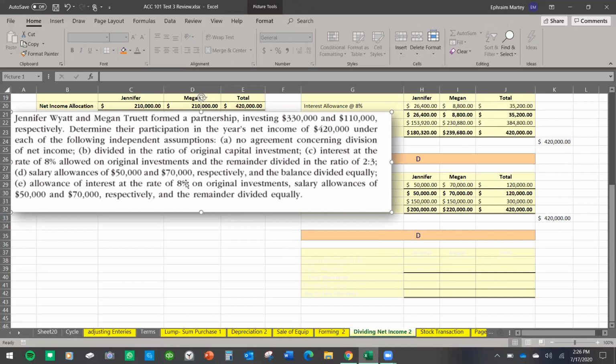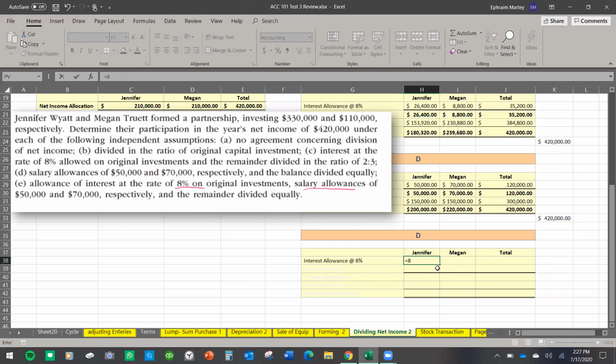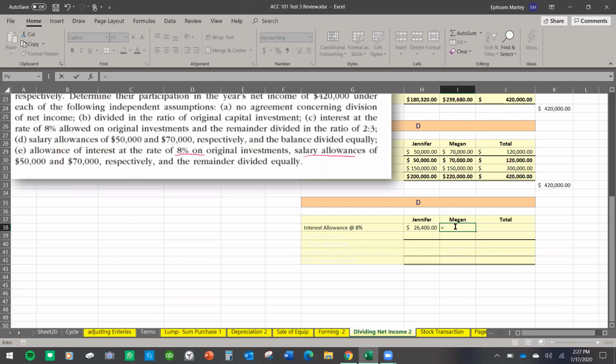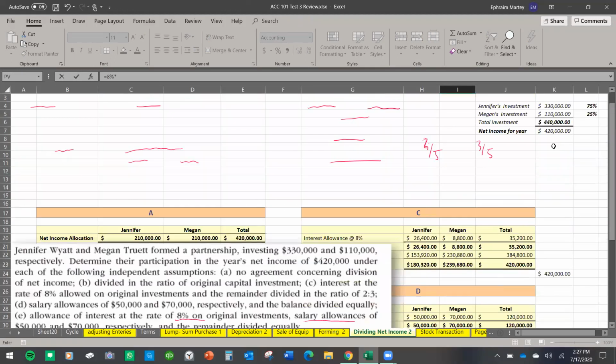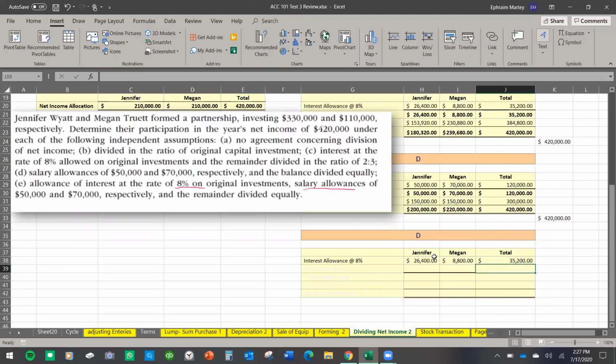Here we are going to give them the social allowance rate 8%, all right, and then they are going to get salary, and the remainder will be divided equally. Okay, so let's begin and do the same process again. Allowance 8% allowance on the investment. So Jennifer will have 8% multiplied by her investment, which is right here. Okay, and then Megan will also have 8% multiplied by her investment, which is right here. Be careful which one you choose. Okay, so that is their allowance.